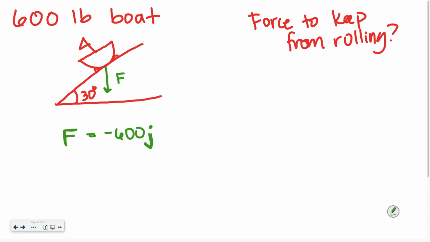Okay. Now, we need a vector V to keep it from rolling. Okay.